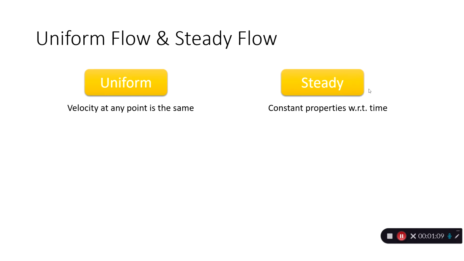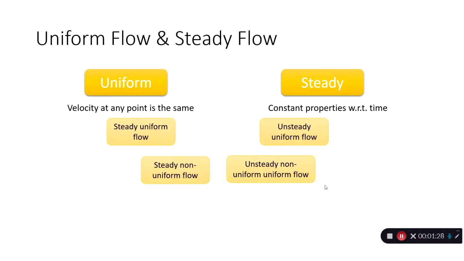And steady flow is when you have constant properties in the flow with respect to time. So when you have steady, remember it's always related to time, and uniform is always related to location in the region of study. So from these 2 categories, we can develop 4 types of flow. Okay, steady and uniform. We can have unsteady and uniform, steady but not uniform, and unsteady and non-uniform.